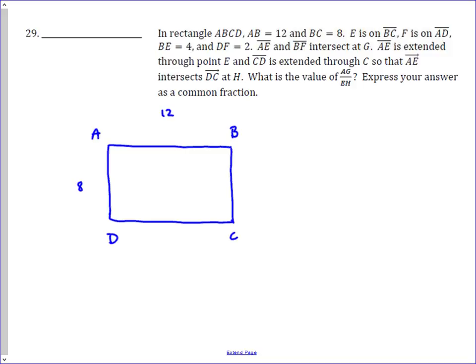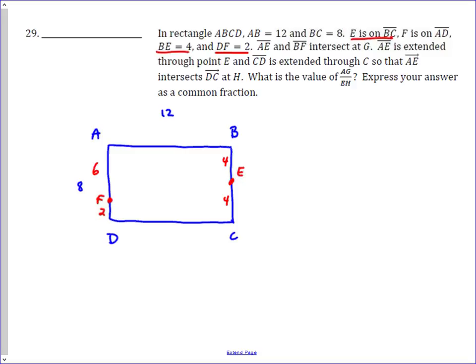Okay, so this is number 29 from the Sycamore Invitational, and I've drawn the rectangle in, and then we've got to draw an E, which is on BC, and it tells you that BE equals 4, and since BC is 8, that means that E actually turns out to be a midpoint of this side, so we know both of those lengths are 4. And then it says F is on AD, such that DF equals 2, and so you've got your F here, which gives you a length of 2 for FD, which means AF is 6.